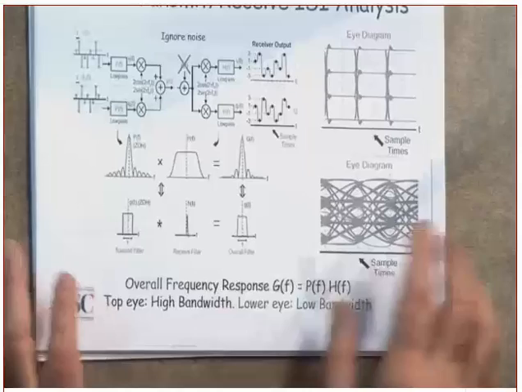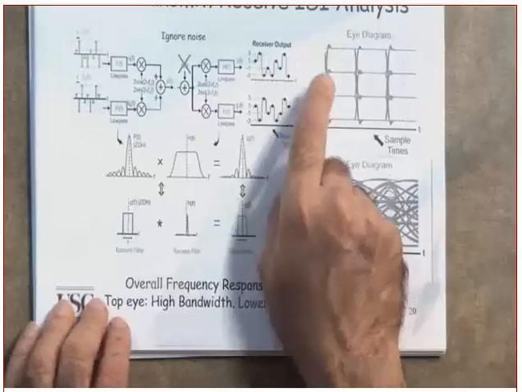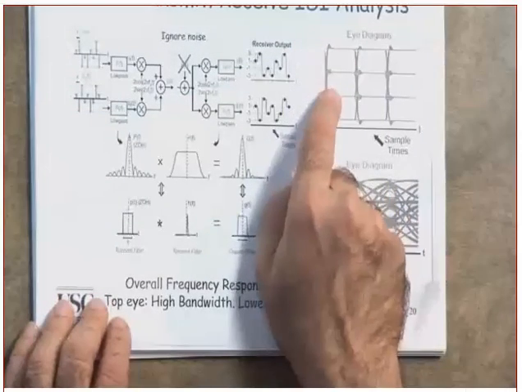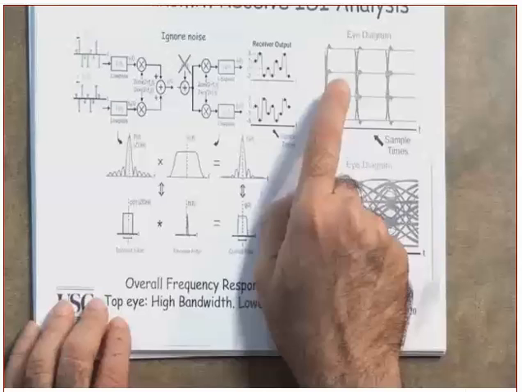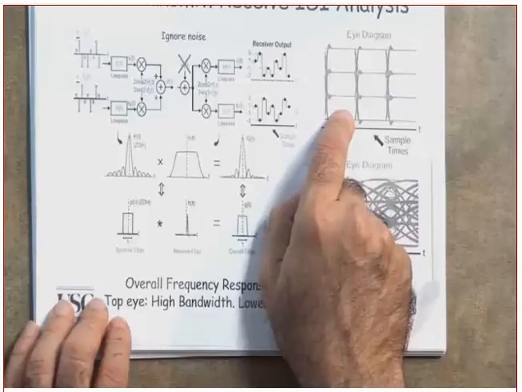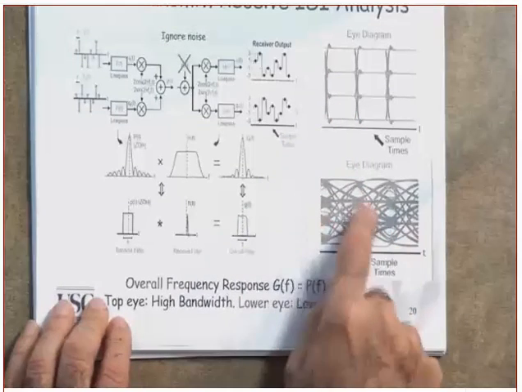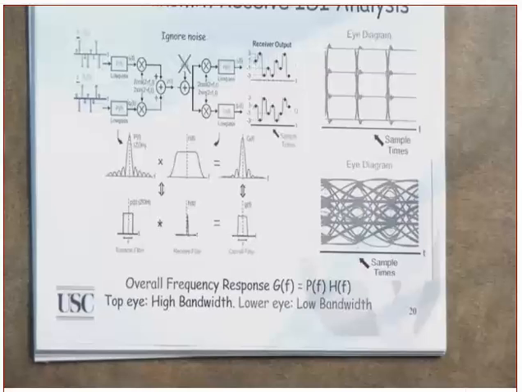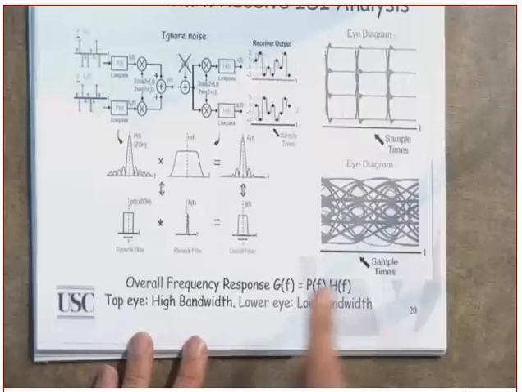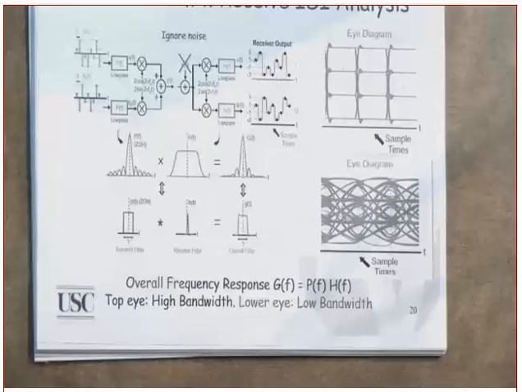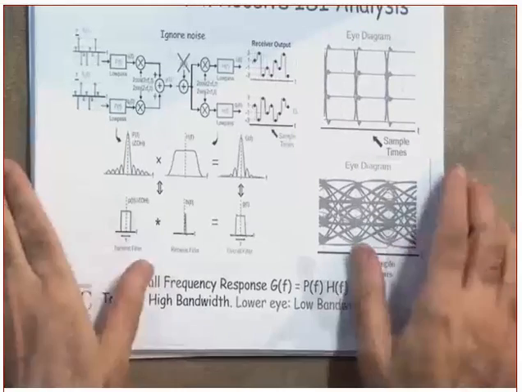Now, the top one is the high bandwidth. You notice here eyes. How many eyes? 3 eyes. Yes or no? Here, the eyes have all been closed because of the low bandwidth involved. Clear? Clear? Okay, good.